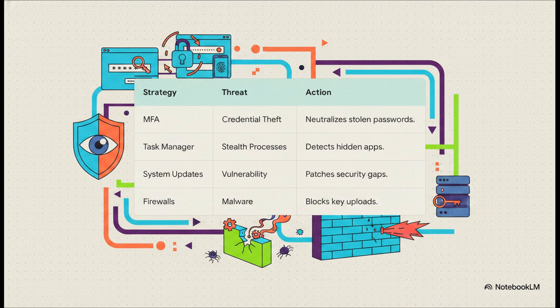So let's look at how we build a truly layered defense. It's all about pairing human vigilance with technical safeguards. For example, multi-factor authentication, or MFA. If a keylogger steals your password, MFA neutralizes the threat because the hacker still doesn't have your second factor to log in. Then you've got your task manager or activity monitor, crucial for detecting those hidden, resource-draining stealth processes.